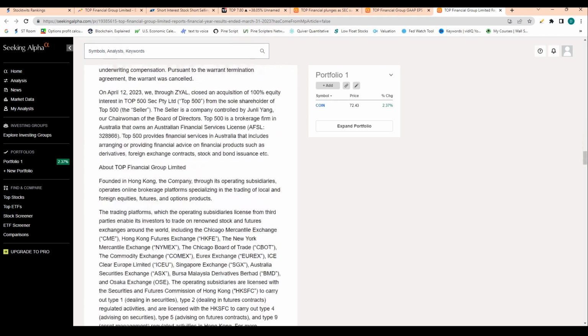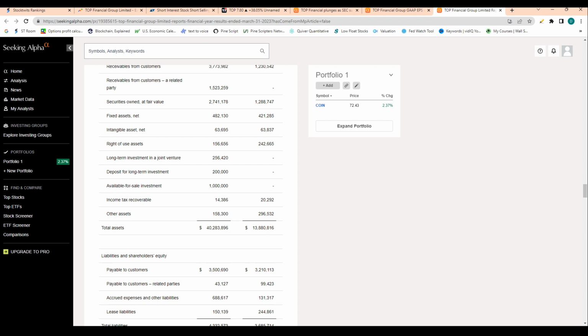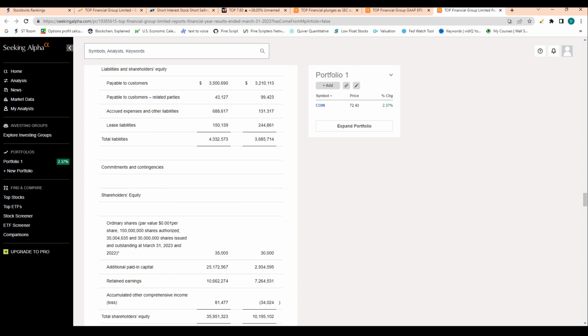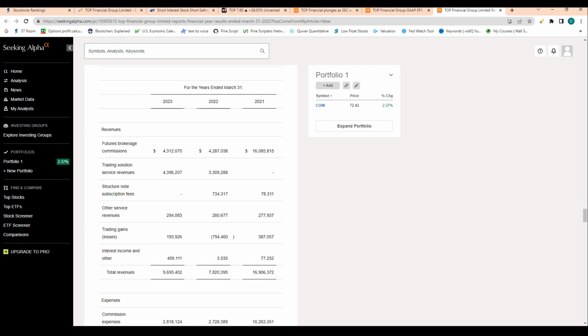So I won't run through every single number here, but I do want to cover cash. So you can see that the company has a robust cash holding. Last year, the company had $6.1 million in cash. Now we have $15.9 million in cash. So definitely a good backstop for shares there and for the company as a whole. Like I said, trading losses.